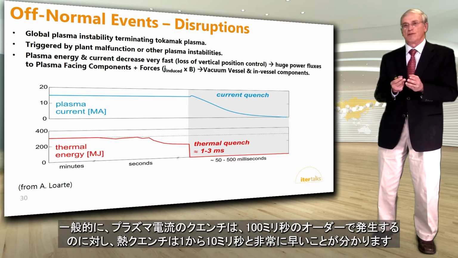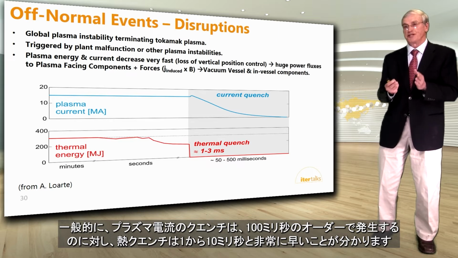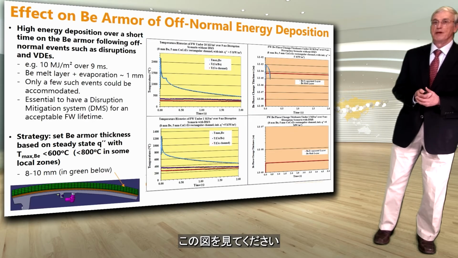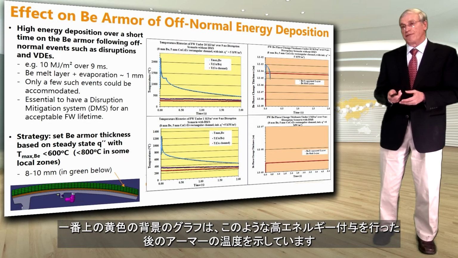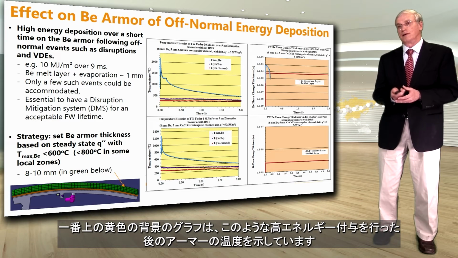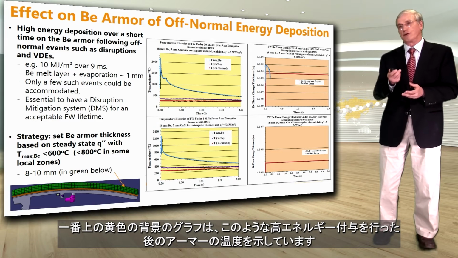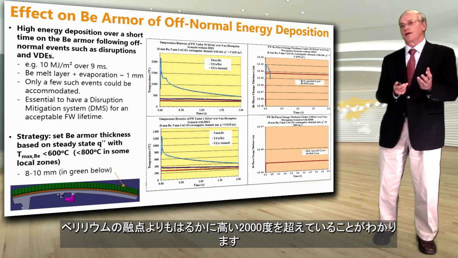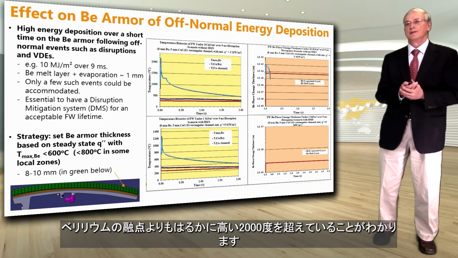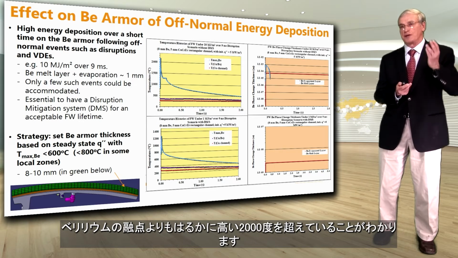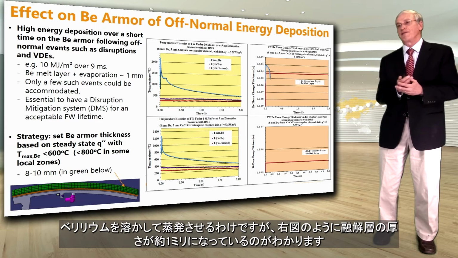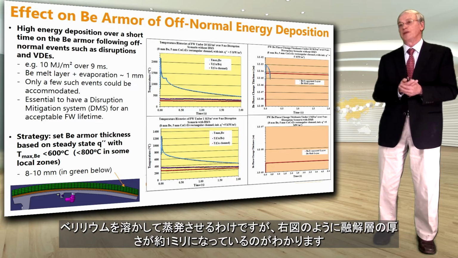You can see that typically the plasma current quench occurs over the order of 100 milliseconds, whereas the thermal quench is much quicker. It occurs over 1 to 10 milliseconds. And what does it mean then? If you look at the graph on the top with a yellow background, this shows the temperature of the armor following such a high energy deposition. You can see that it goes past 2000 degrees, much higher than the melting point of beryllium. So you're going to melt and evaporate beryllium. On the right there, you can see the melt layer thickness up to about 1 millimeter.